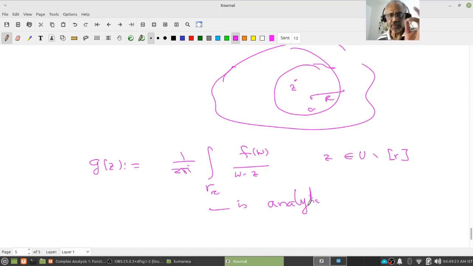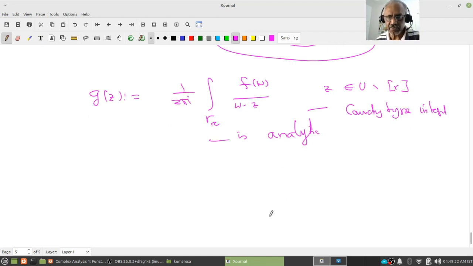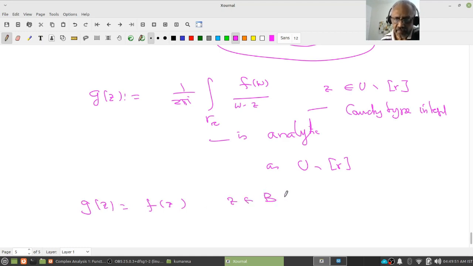Do you remember? We have proved it. This is a Cauchy type integral. We have seen that it defines an analytic function on what? On U minus gamma. Are you following? In particular, what is g of z? g of z is nothing other than f of z for z in the ball, by the Cauchy integral formula.